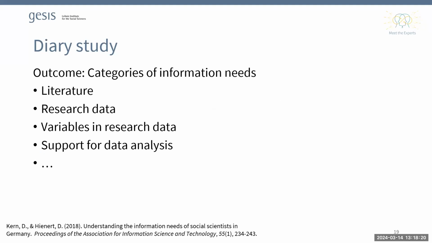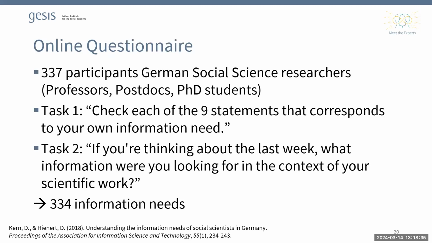And in a next step, we can categorize those information needs. For example, they needed literature or research data or variables from research data or, for example, support for data analysis. In the next step, in the same study, we conducted an online questionnaire and collected information needs from over 300 participants. So here subjects or participants were scholars on PhD, postdoc, and professor level. First, they should check a list of given statements, and second, add their own information needs. And in this way, we collected over 300 information needs.